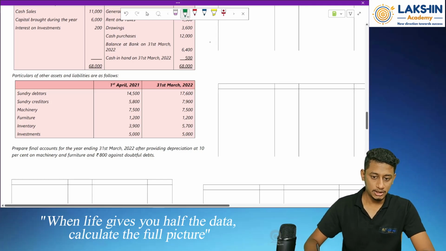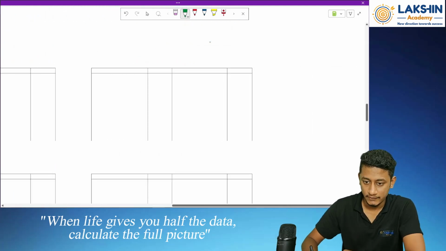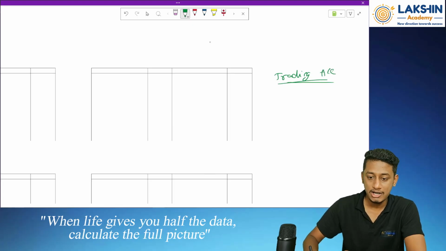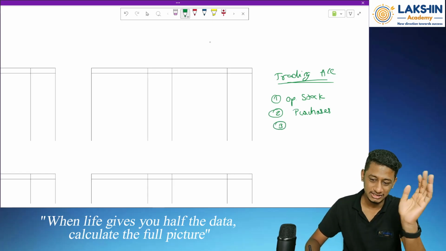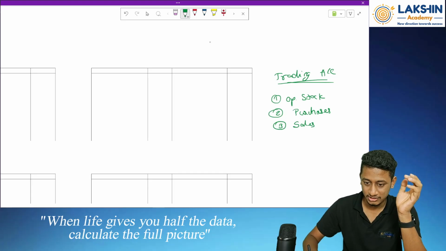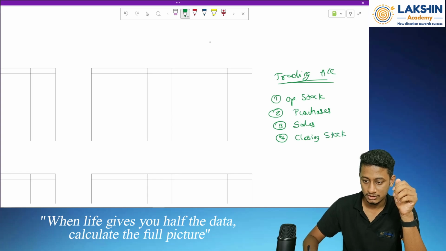Now let us see what is required first of all. For the trading account, if you know final accounts, you will know this. For the trading account we need, first of all, opening stock. Then we need the value of purchases. Then any direct expenses, but in this case they are not required, so leave it. We have sales on the other side, and on the fourth side my closing stock. And on the fifth side we have gross profit or loss.